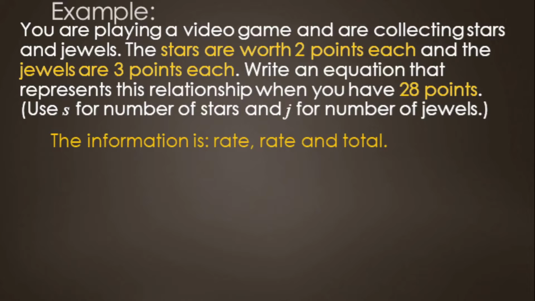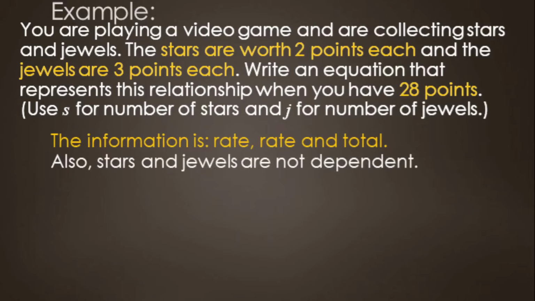With standard form, it's two rate type ideas and a total type idea. Also notice here, when you're playing this level, you can get a bunch of stars and almost no jewels. You can get a bunch of jewels and almost no stars. They're not dependent on each other, the same way how much you pay at a burger joint depends on how many cheeseburgers you purchase. That's not the same type of idea with these stars and jewels here. So that means we are going to be using standard form.